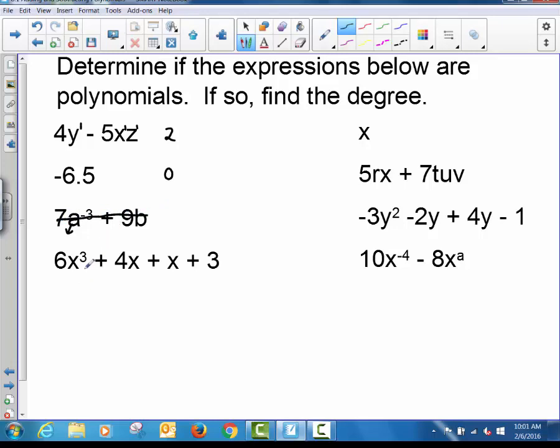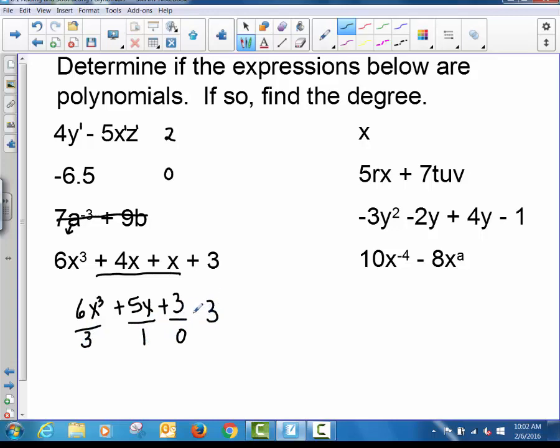First thing you always do whenever you look at a problem is you try to simplify it first. So let's simplify this because we've got a 4x and an x. So we go 6x cubed plus 5x plus 3. And we look at this. This is a monomial. This is a monomial, and this is a monomial. So the whole thing's a polynomial. And we look at it and we say this is a 3, this is a 1, and this is a 0. So the degree of the whole thing is a 3.